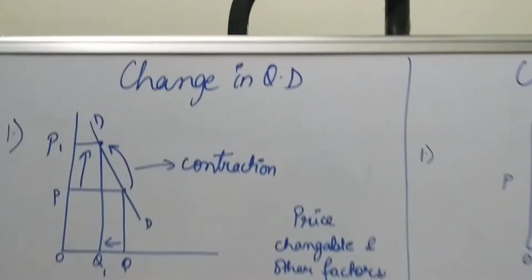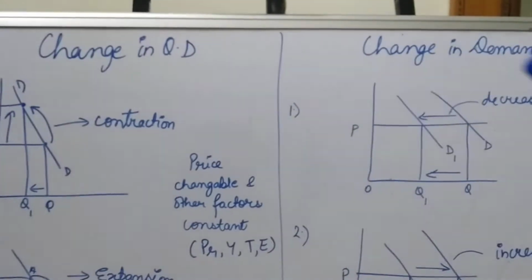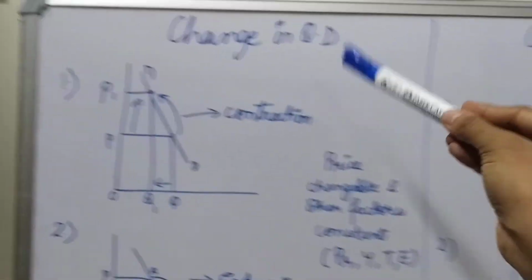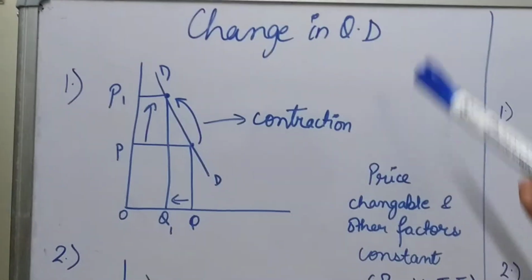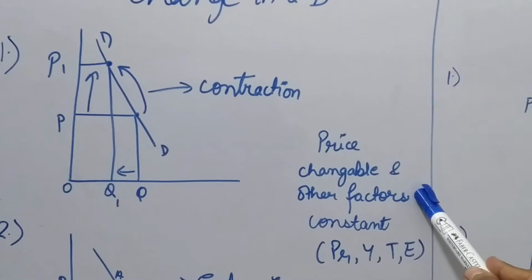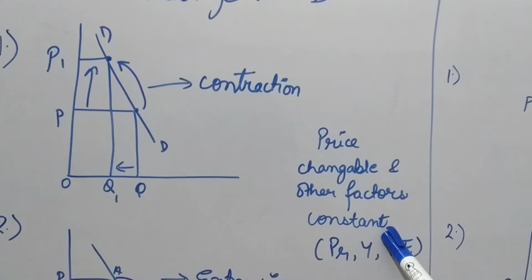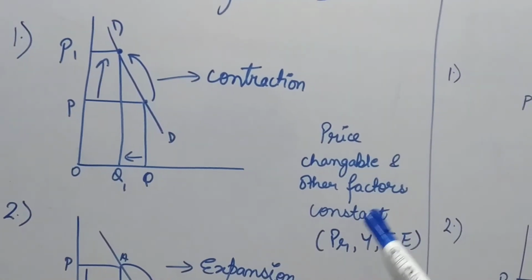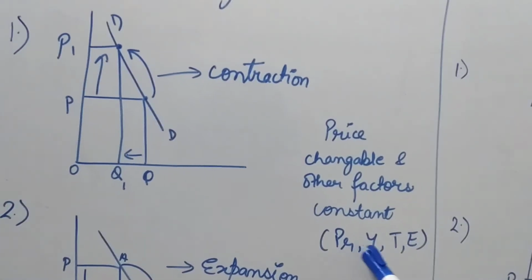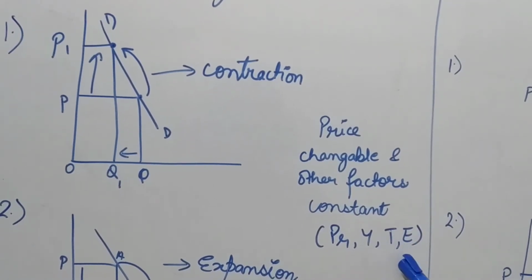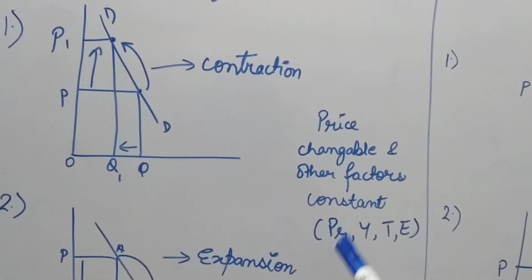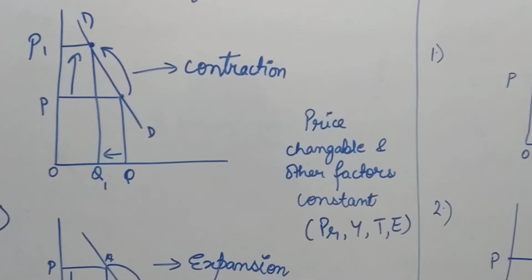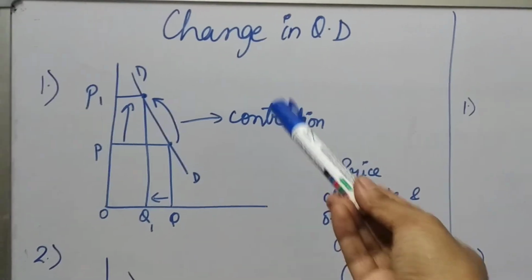Now, the next concept is the difference between change in quantity demanded and change in demand. First of all, see the change in quantity demanded. The literal meaning is where the price is changeable and other factors are constant. Price can increase and decrease, but other factors like price of related goods, income, taste and preference, and future expectations remain constant. According to the question, you have to check that the other factors are constant, then you have to draw the diagram like this.